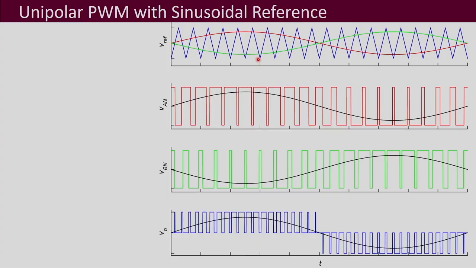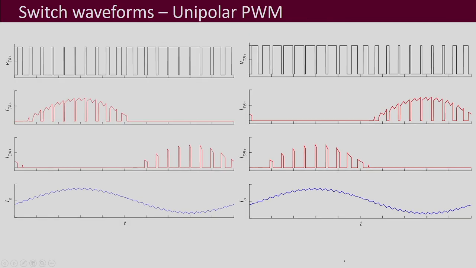Now let us look into the waveforms of unipolar PWM. This is the waveform that we have discussed before. In unipolar PWM, you have two references, and these were the two leg voltages VAN and VBN, and the subtraction of these two gives you the output voltage waveform, and it varies from 0 to VDC and from 0 to minus VDC.